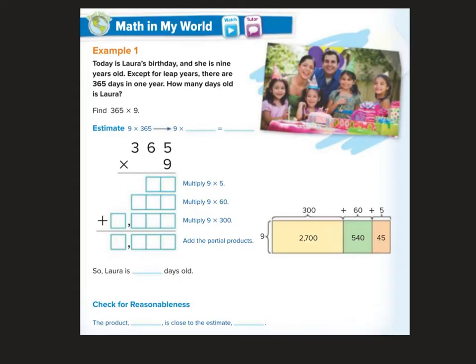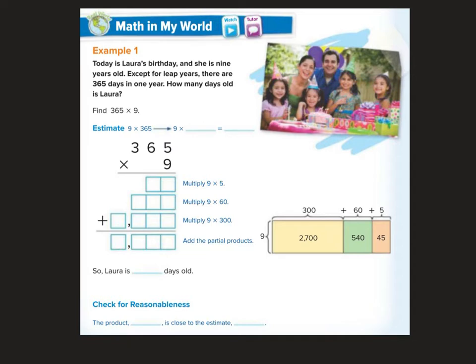Example 1. Today is Laura's birthday and she is 9 years old. Except for leap years, there are 365 days in 1 year. How many days old is Laura? So if we're looking at this, we need to find 365, the number of days in a year, and we need to multiply it by 9 because she's 9 years old. My first step is going to be to estimate 9 times something. What should we estimate 365 to be?